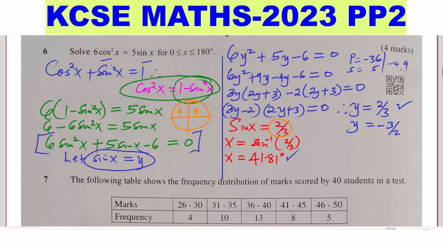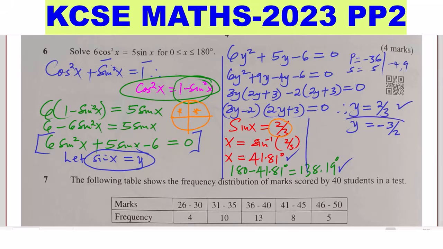Then for the second quadrant, to get that angle, you simply get 180 minus 41.81 degrees. This will give us the angle in the second quadrant, whose sine will still give you 2/3. So when you subtract these, you get 138.19 degrees. Therefore, you have x as 41.81 in the first quadrant, and in the second quadrant, 138.19. That was the first value of y.